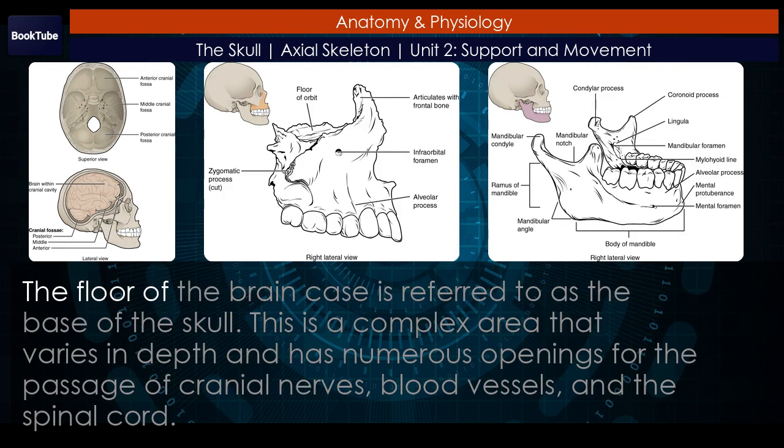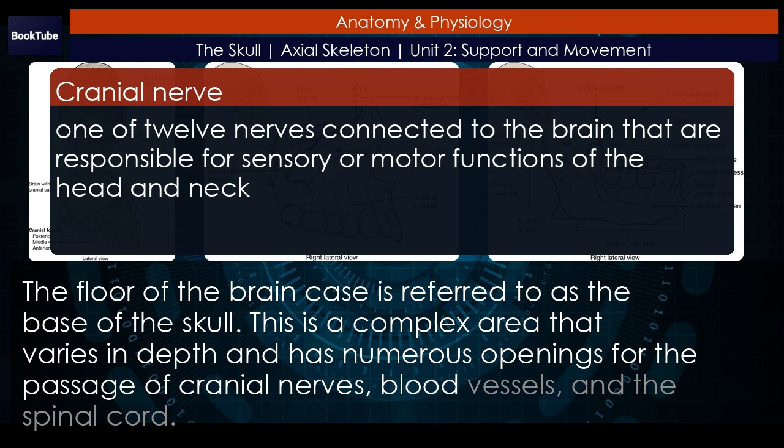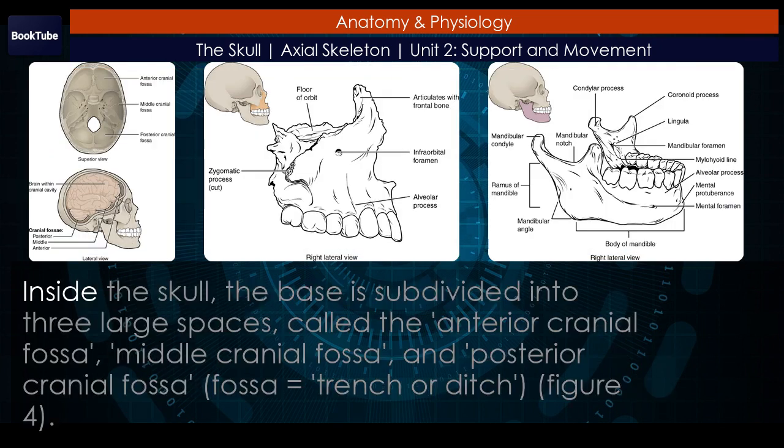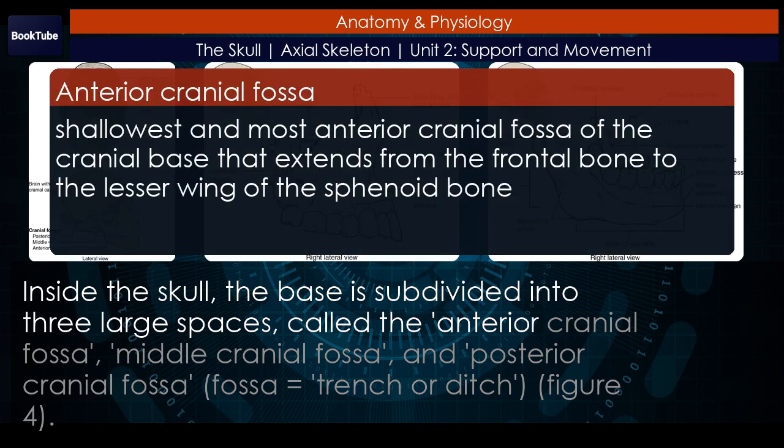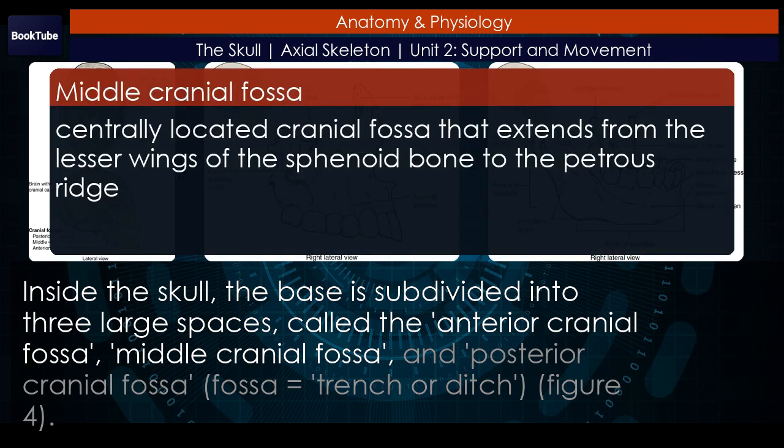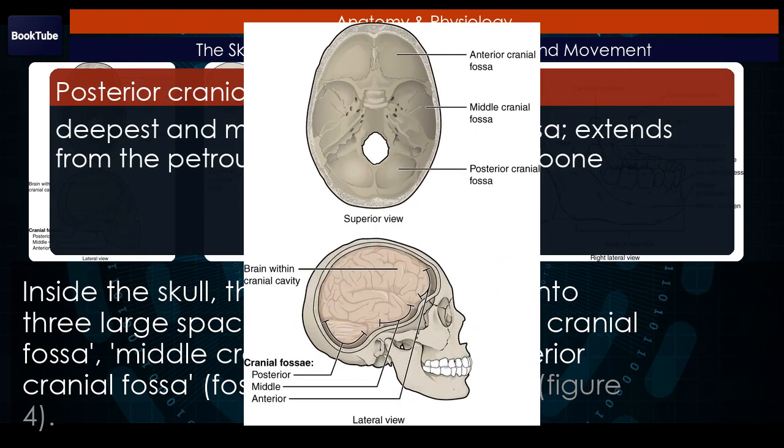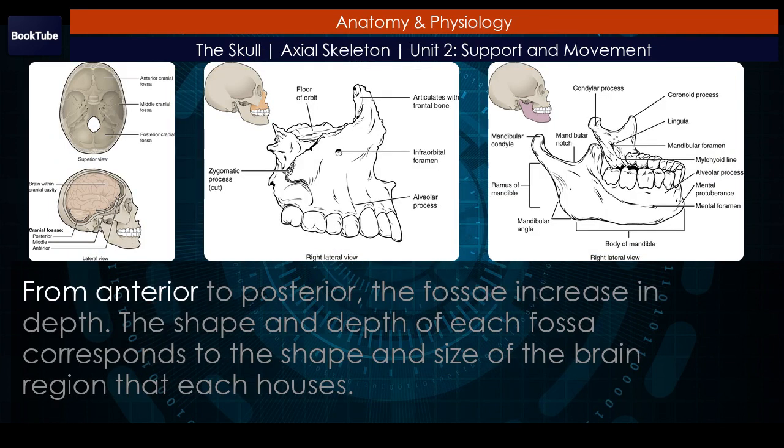The floor of the braincase is referred to as the base of the skull. This is a complex area that varies in depth and has numerous openings for the passage of cranial nerves, blood vessels, and the spinal cord. Inside the skull, the base is subdivided into three large spaces, called the anterior cranial fossa, middle cranial fossa, and posterior cranial fossa. Fossa means trench or ditch. Figure 4. From anterior to posterior, the fossae increase in depth.